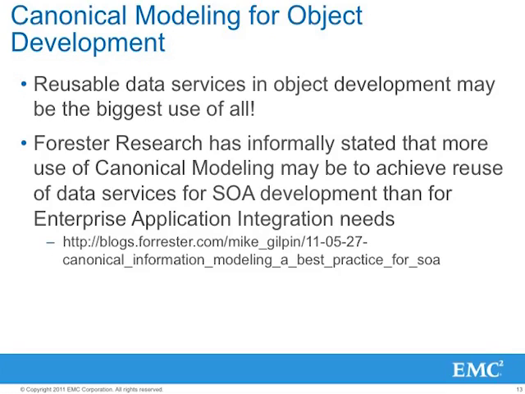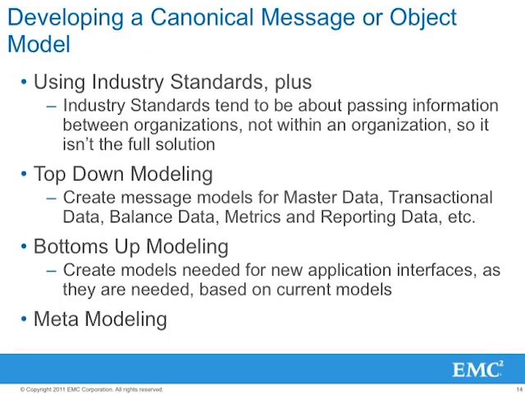Okay. So just a couple little pieces of advice. Using industry standards, always a good idea. But industry standards tend to be about passing information between organizations as opposed to passing information within your organization. And the way that canonical model is going to look is a little bit different because of that. Not a huge amount.